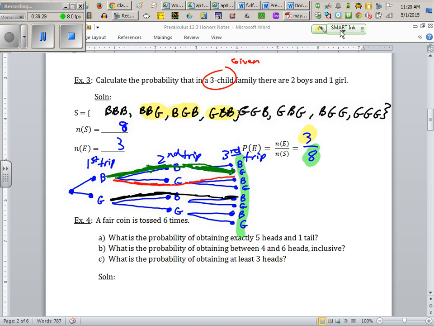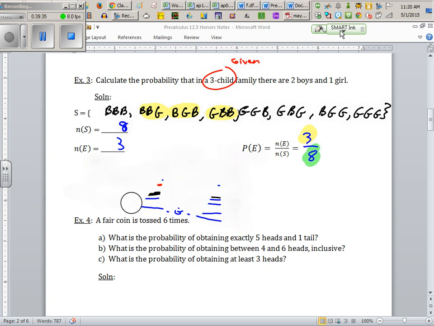There's another way to do this entirely. Because boys and girls are the only 2 options in the world, we call this a binomial situation. Do you guys remember the binomial theorem? Yes, you do. If I asked you to cube b plus g, some of you would FOIL it out. Others would say, oh, hold on here. Mr. Short taught us this.